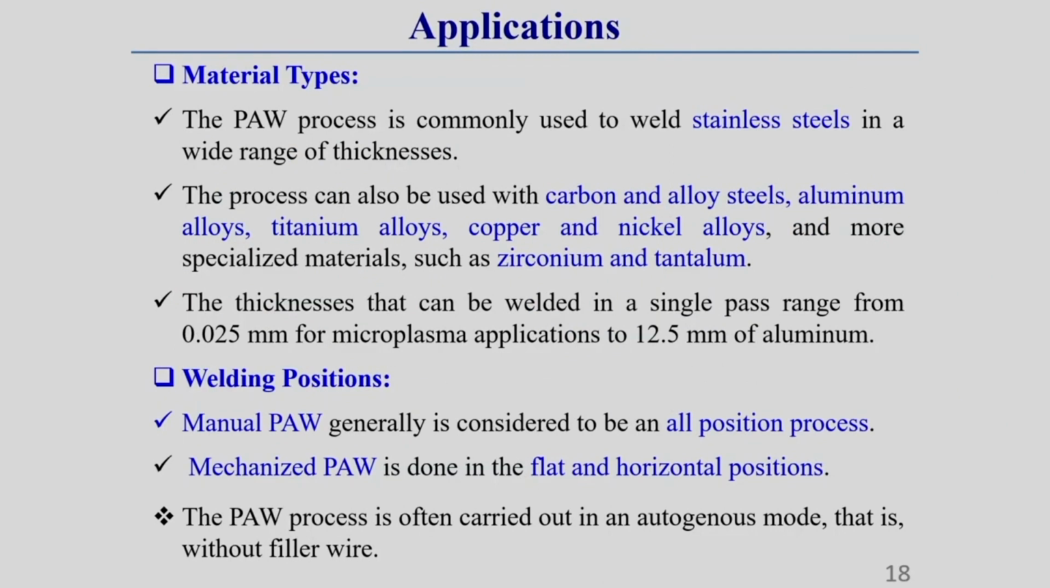Now, application of this welding process: it has various types of application. Generally the plasma arc welding process is commonly used for stainless steel material with various ranges of thickness.